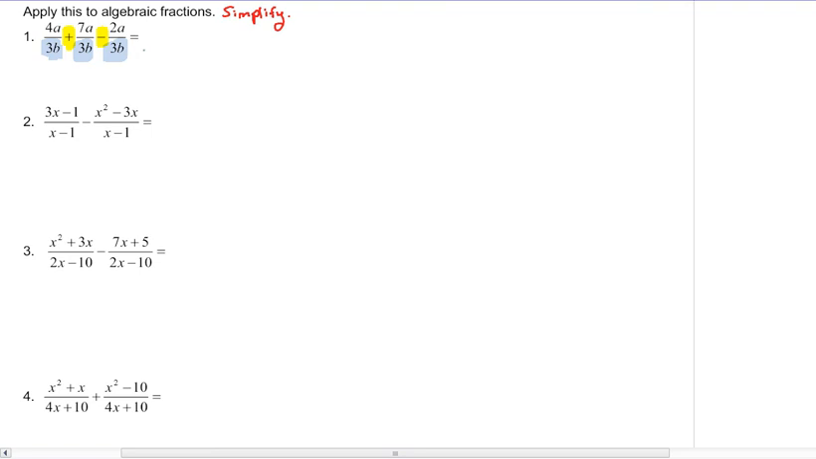Let's go ahead and start simplifying it a little bit. The first one will give us a 4a on top, plus 7a from the middle fraction, and then the last one is a minus 2a. All the denominators are the same, 3b. So 4a plus 7a minus 2a all over 3b.